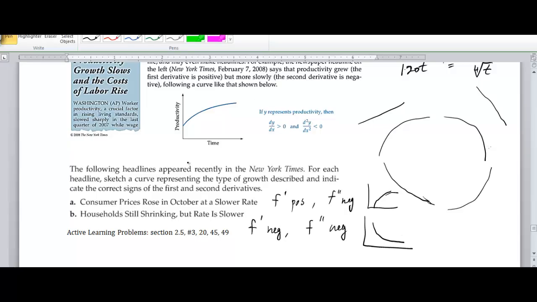Alright, so that is it for 2.5. We will continue on with 2.6, which is the chain rule, and then we will go into exponents and derivatives of exponents and logs.